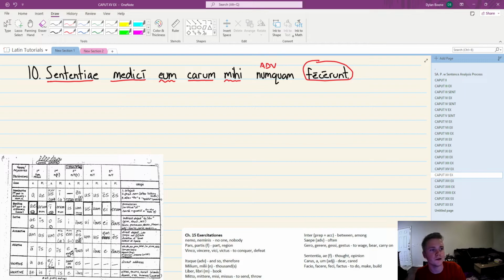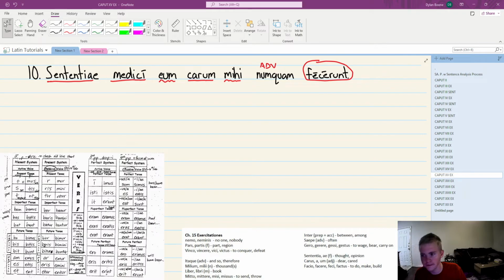Done. Fecerunt comes from facio, facere, feci. So we take the third part, drop the i, add erunt. So on the verb chart, we are over here. Middle right, perfect. Third person plural. They did. They made.